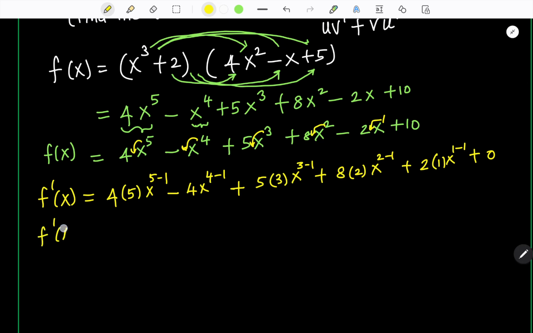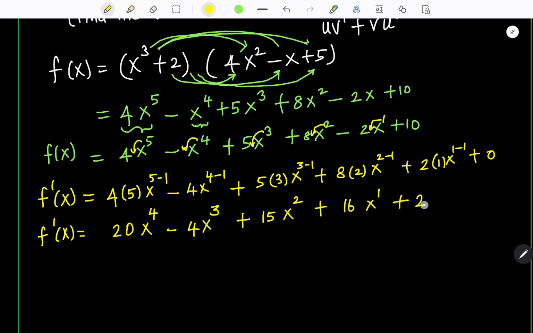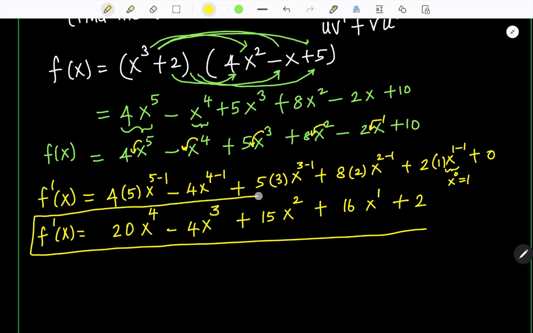So f dash of x is equal to 4 times 5 is 20, x to the power of 5 minus 1 is what? 4. Minus 4, x to the power of 4 minus 1 is what? 3. Plus 5 times 3 is 15, x to the power of 3 minus 1 is what? 2. Plus 8 times 2 is 16, x to the power of 2 minus 1 is what? 1. Plus 2 into x to the power of 1 minus 1, which is x to the power of 0. X to the power of 0 is what? 1. So the answer is 20x power 4 minus 4x cube plus 15x square plus 16x plus 2. This is a very short cut.